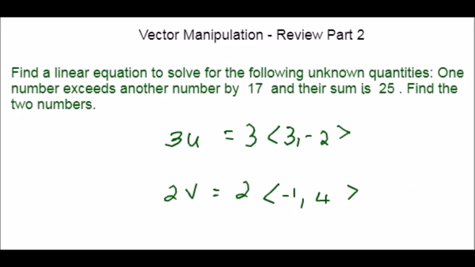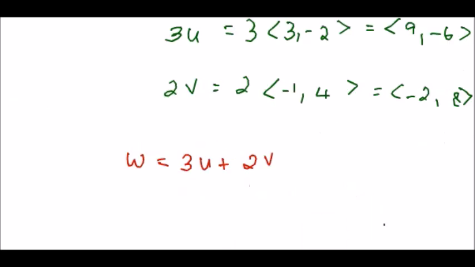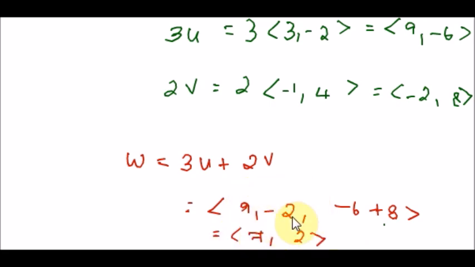Now I'm just going to add these two together and create a linear equation. So if I add these two vectors, 9 minus 2, -6 plus 8. The resulting answer here is (7, 2). So these are the two numbers. Hope you are clear with this example. Scalar multiplication is applicable in many places.